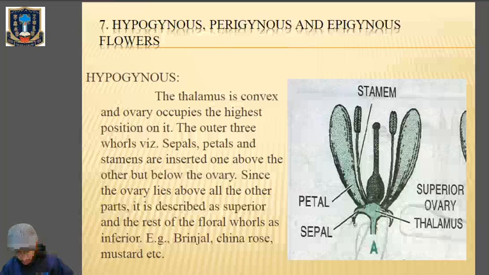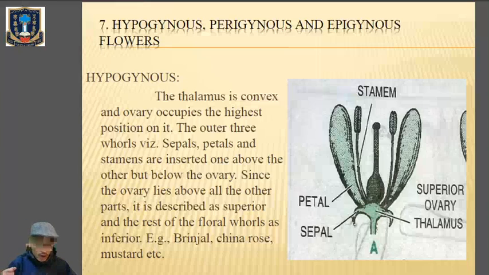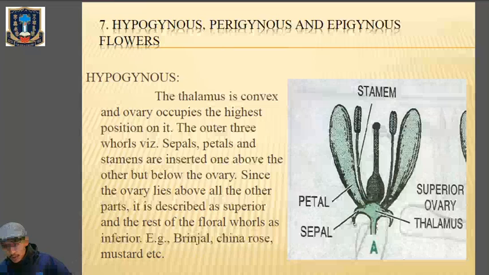Listen very carefully: depending upon the form of the thalamus and the position of the floral whorls on the thalamus with respect to the ovary, flowers can be divided into hypogynous flower, perigynous flower and epigynous flower. This has been differentiated according to the shape of the thalamus and the position of the floral parts, like sepal, petal, androecium and gynoecium, with respect to the ovary. Clear? So here we look at the shape and size of the thalamus as well as the position of the floral parts.